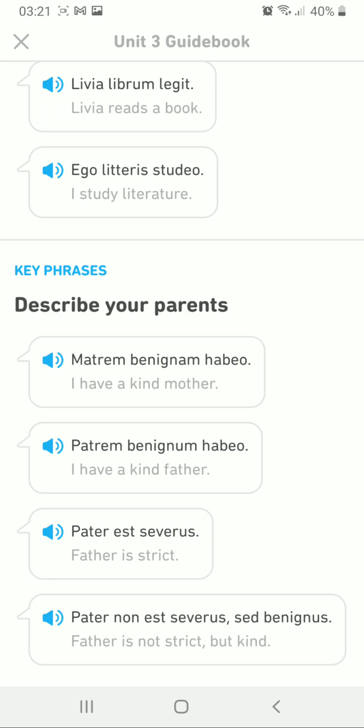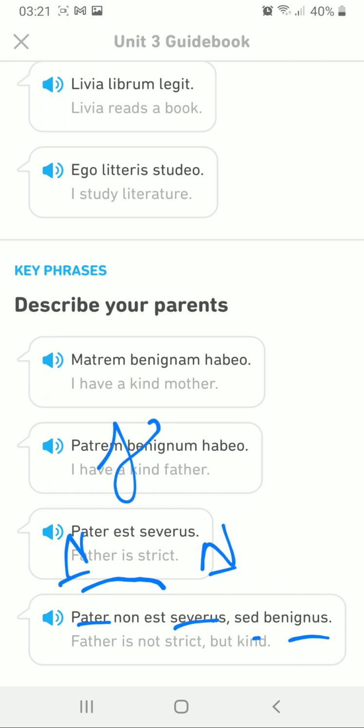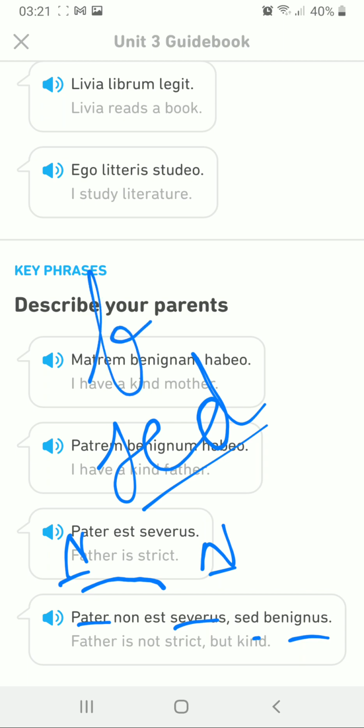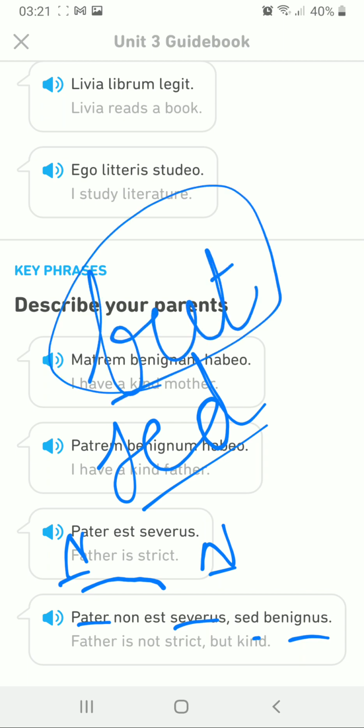Pater non est severus, sed benignus. Here we have a negative sentence. So pater non est, so is not severus. This is now nominative as well, both of them. Sed benignus. So we have a conjunction which is sed. Sed means but. So it just means but in English. We know that. So pater non est severus, sed benignus.